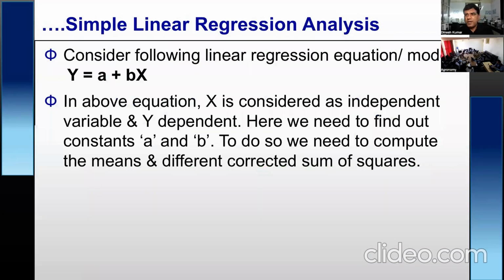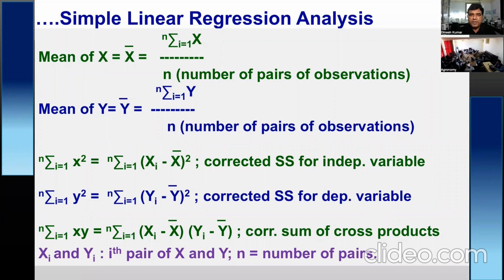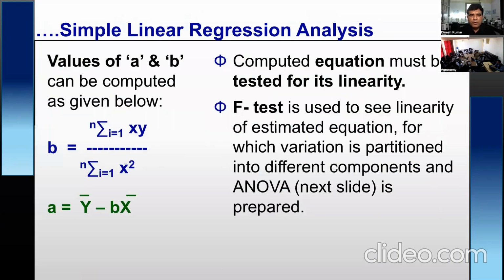I just told you that now we want to find the values of A and B. To find the values of A and B, you can see this B. B means summation xy upon summation x square. So we need the values of summation x square and summation xy to calculate the value of B. Similarly, to calculate the value of A, this is the formula.